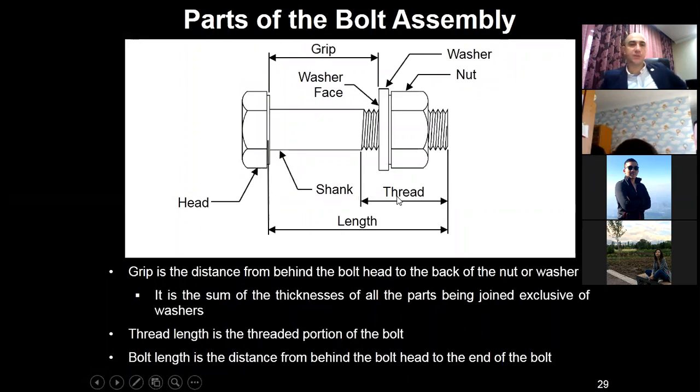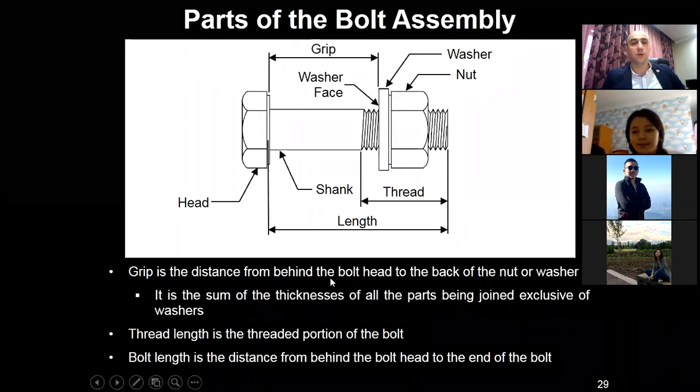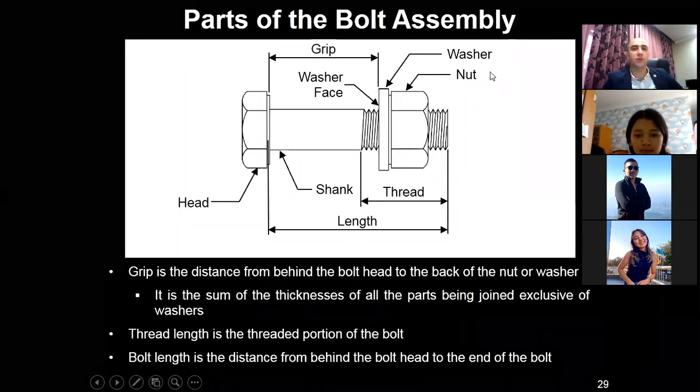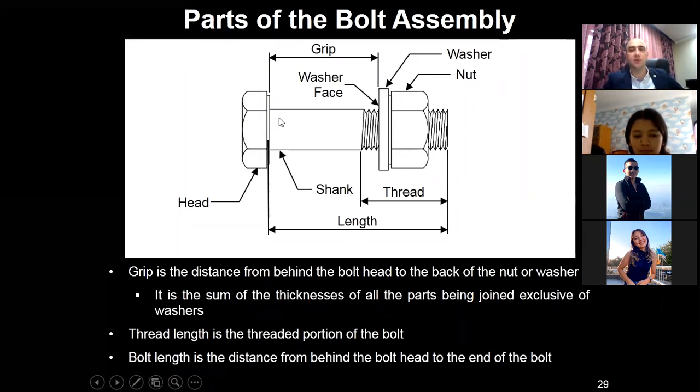Do you have questions about the main parts of the bolt? No? Okay, I think that's not so difficult. You can write all the elements in your copybooks and make a simple scheme of the bolt, just to know the main parts: head, nut, washer, thread, and grip.